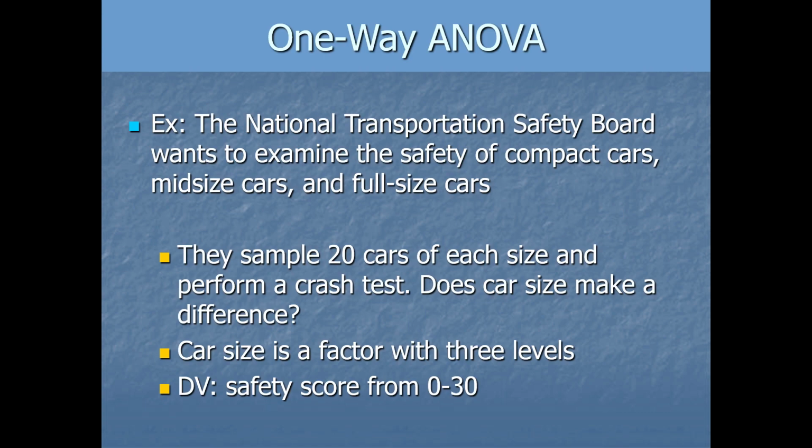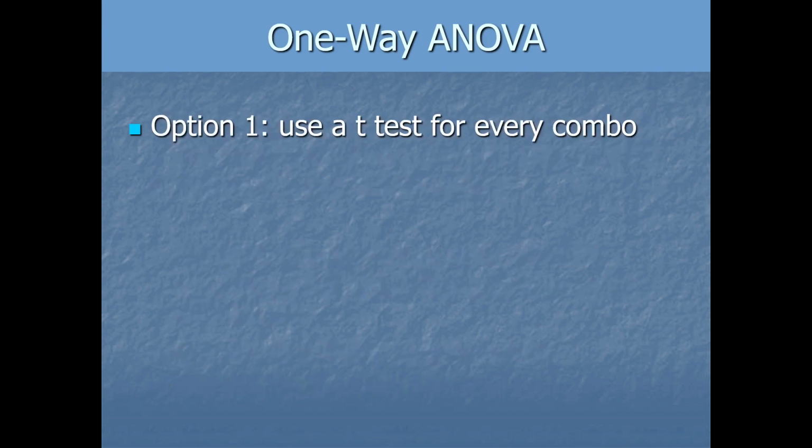Well, we've got a grouping variable here. That's car size, so it's a factor, and there's three levels of that factor. Then we'll separately have a dependent variable, which is the numerical thing. The DV is our safety score of 0 to 30. That's the outcome.